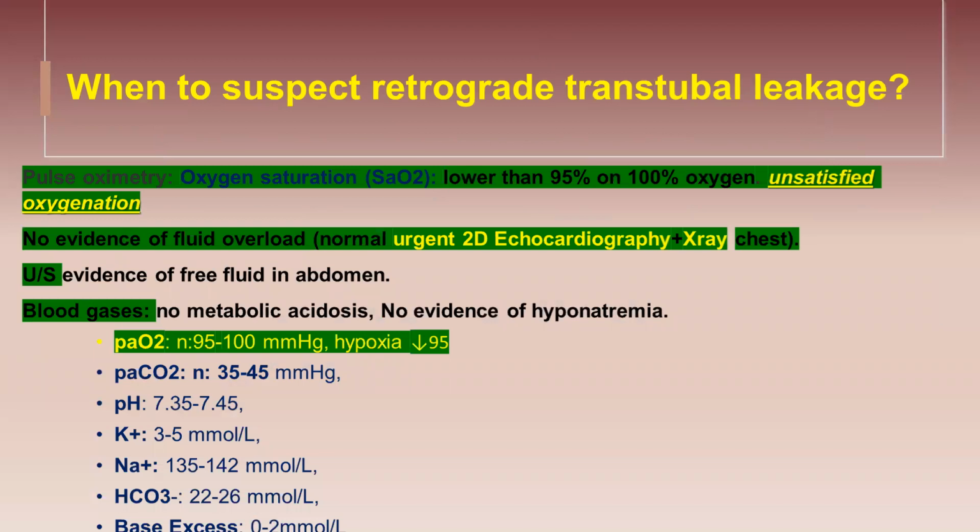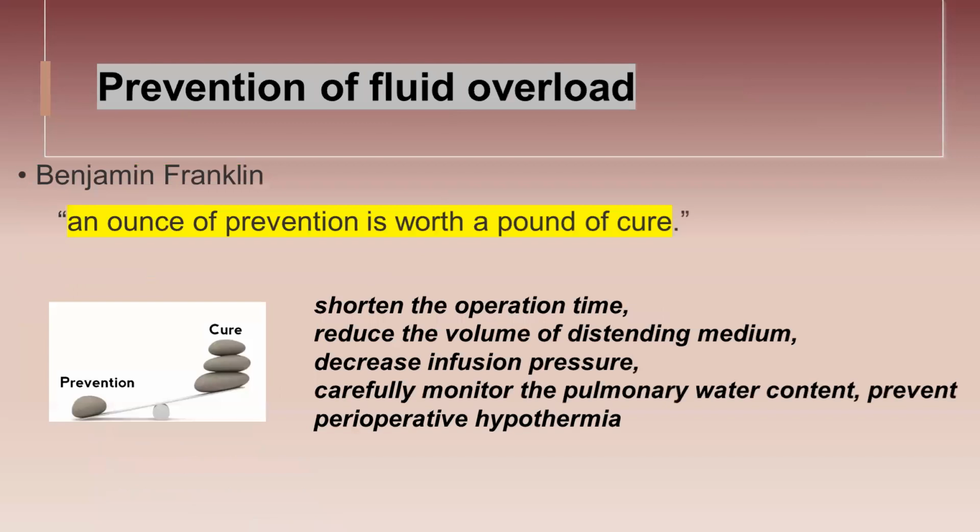So when to suspect retrograde transtubal leakage? You can suspect it if your patient has decreased oxygen saturation by pulse oximetry lower than 90%, which is unsatisfactory oxygenation, with no evidence of fluid overload, a normal echo and chest X-ray, ultrasound showing some free fluid in the abdomen, and blood gases showing no change except a decline in the partial pressure of oxygen. Other items are normal, like pH, potassium, sodium, bicarbonate, and base excess. So you have to suspect that the fluid goes to the peritoneal cavity via the patent fallopian tubes in this case of decreased oxygen saturation.